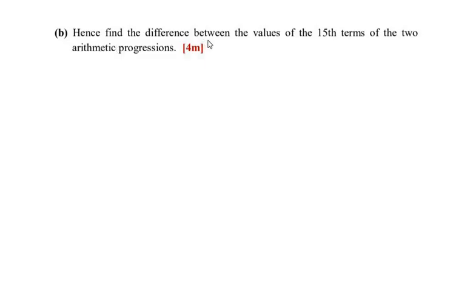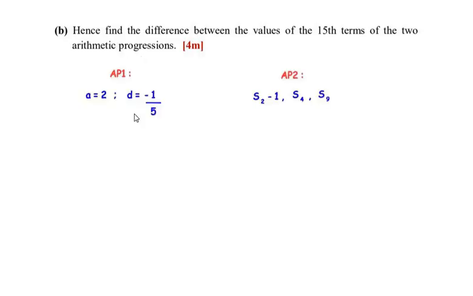Hence, find the difference between the values of the 15th terms of the two arithmetic progressions. So basically here we need to find out the values on the 15th positions of the two arithmetic progressions and find their difference. Now here in the first arithmetic progression, the first term was given as 2 and we got the common difference as negative 1 over 5. And in the second arithmetic progression, the terms are represented as their sum. So we need to find out their values first.